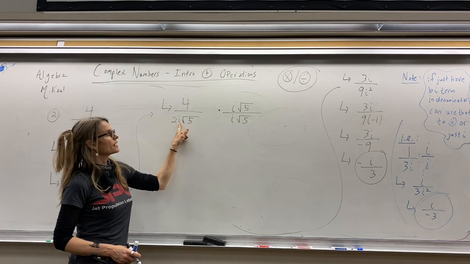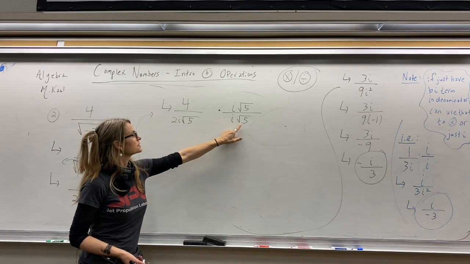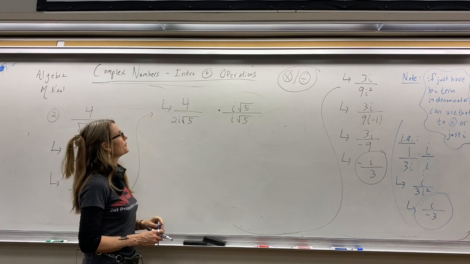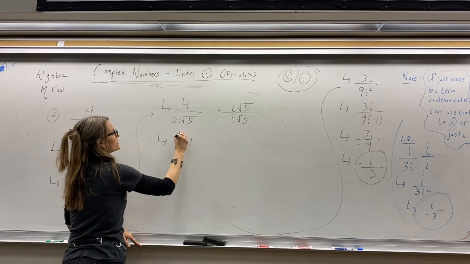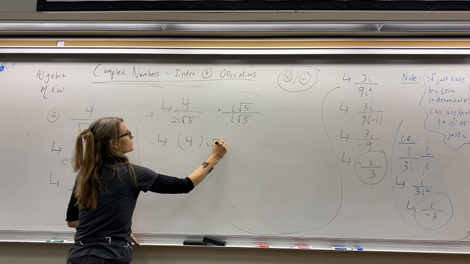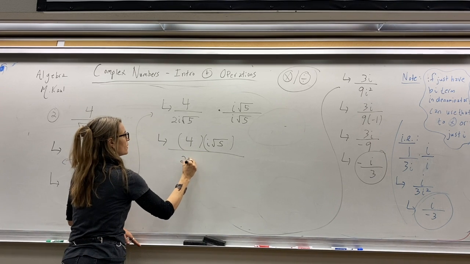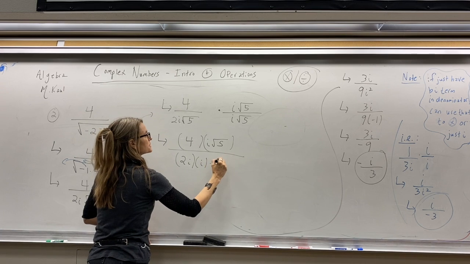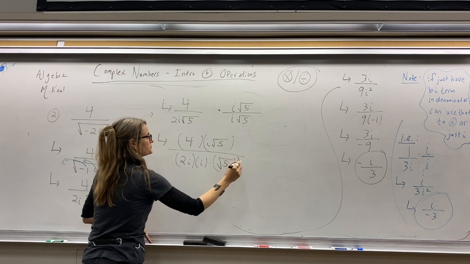Here, an i times an i will give me an i squared, which will bring it to a real number. That's good. A square root of 5 times the square root of 5 will eliminate the square root, and that's good. So altogether, what I'm going to have is 4 times i square root of 5 in the numerator, and in the denominator, I'm going to have 2i, the i in the front, times square root of 5 squared.